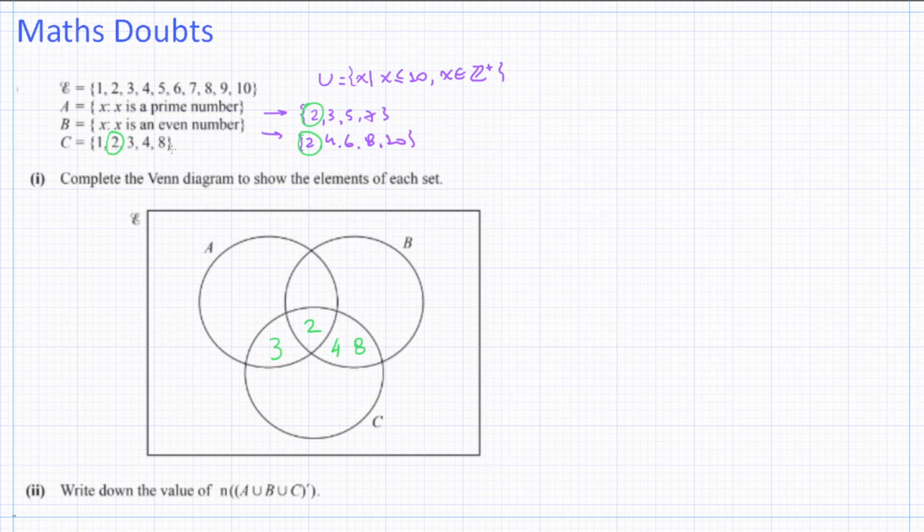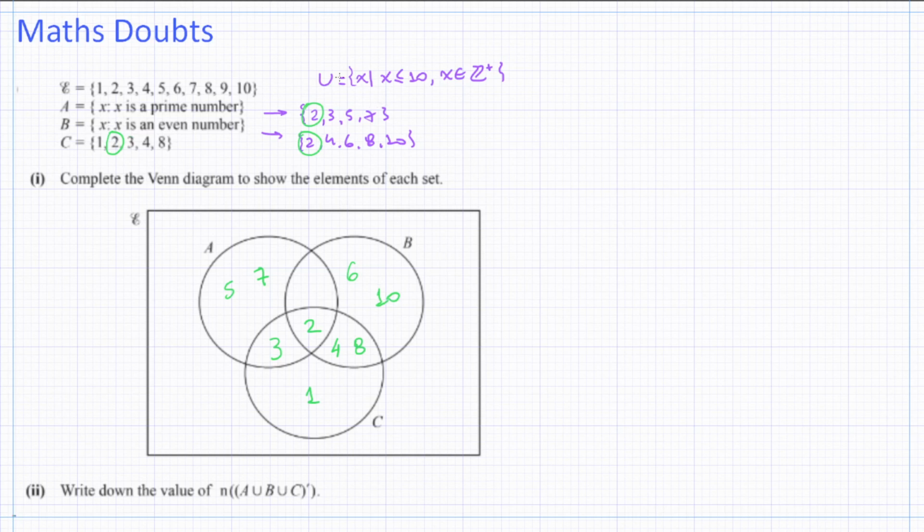Now what do we do? Well, let's take a look at C, for instance. Which elements have I not represented yet? So 1, and yeah, only 1. What about set A? Which elements of set A have I not represented yet? 5 and 7. Set B, I have represented 2, 4, and 8, so I'm missing 6 and 10.